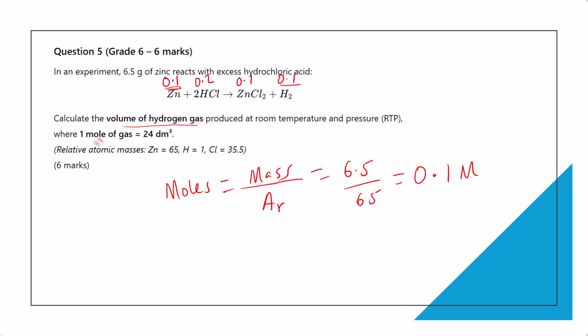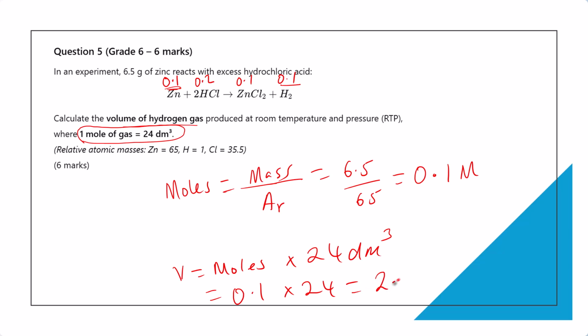Okay? And one thing we know is that 1 mole of any gas at room temperature and pressure will always be 24 dm cubed. That's the volume. But you see ours is 0.1. So what is the volume? The volume is always the number of moles times by 24. That's the formula. So the moles is 0.1, the volume is 24, and that's going to be 2.4 dm cubed. And we can times by 1000 to give us centimeters cubed if we want. That's how to do this.